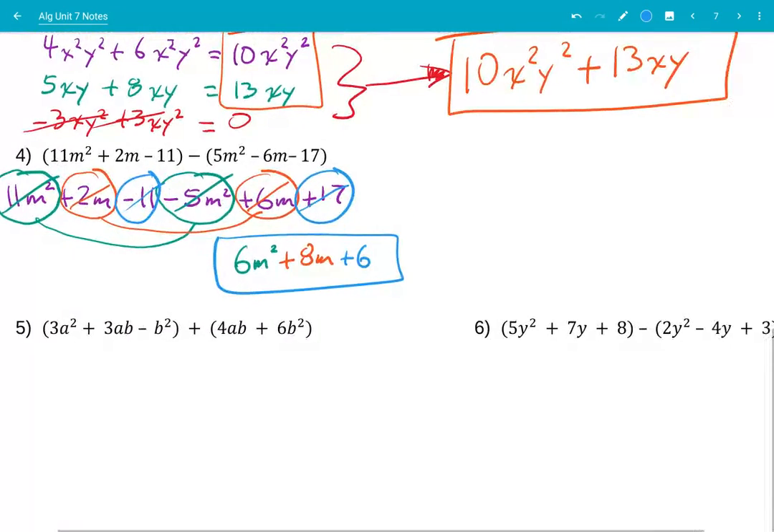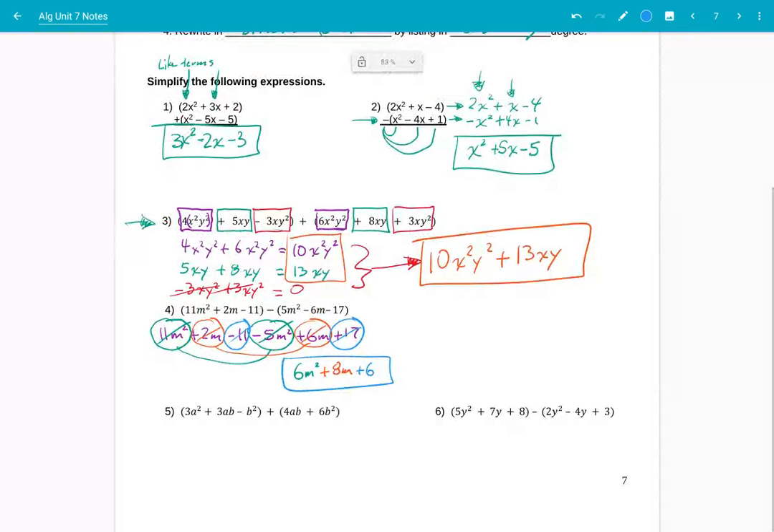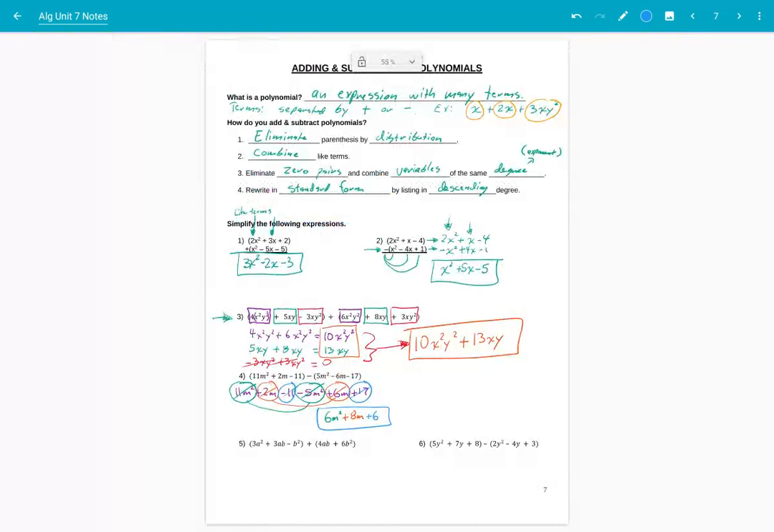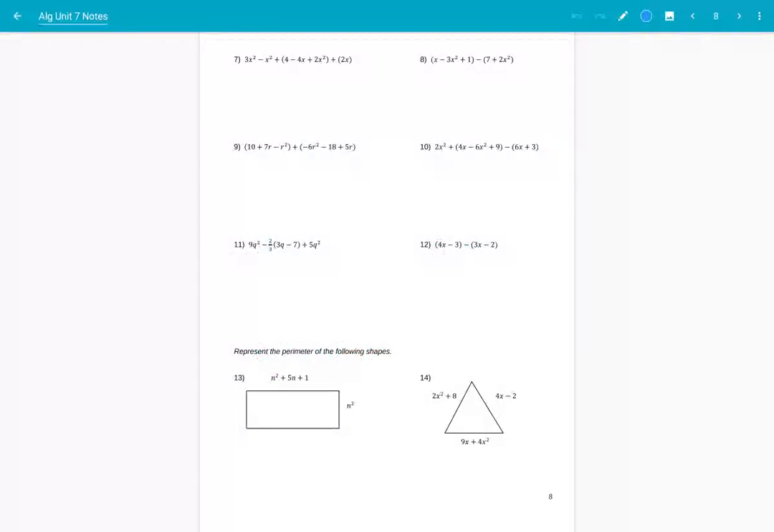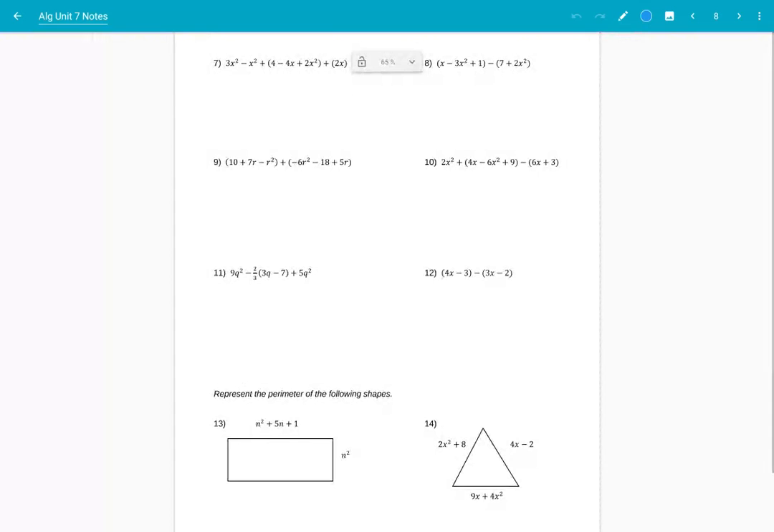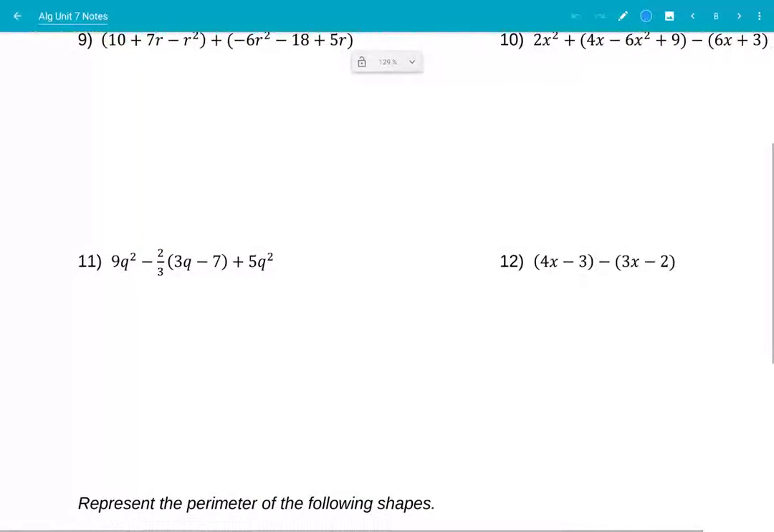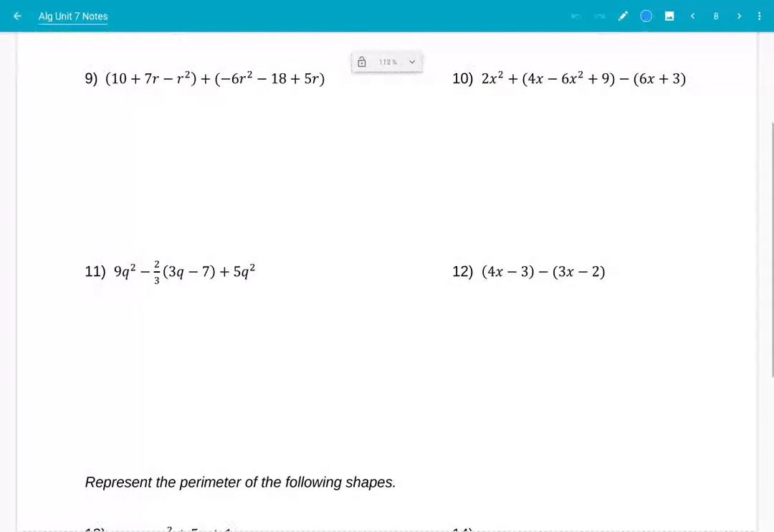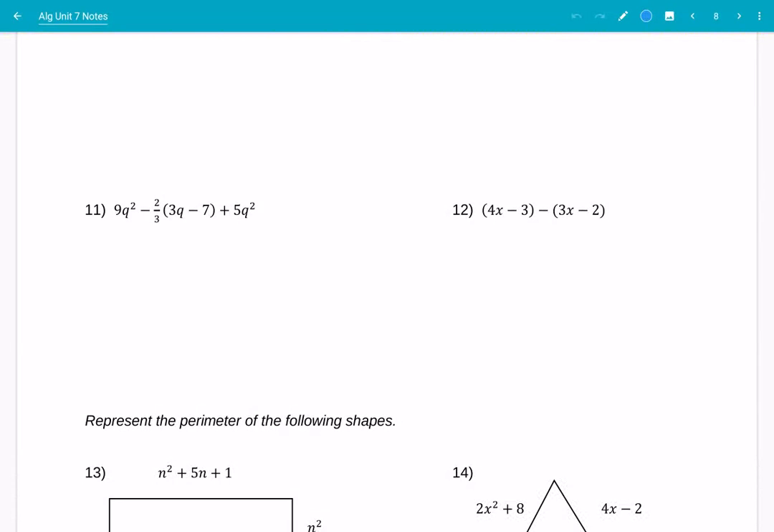All right. I'm going to leave these last two for you to do on your own. And let's take a look at these. The rest of these, you can do on your own as well. Just remember, well, actually, you know what? Let's do one that has some distribution. Okay, let's do this one. It has a fraction. I'll help you through it.